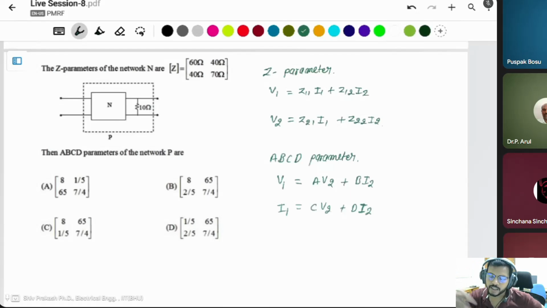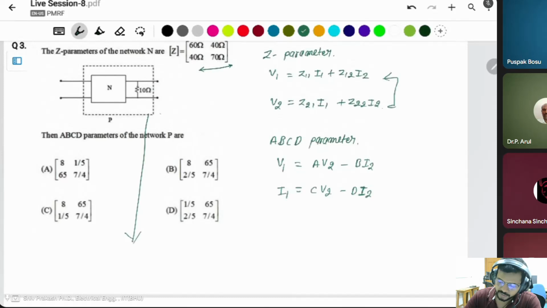But in the case the current is opposite in ABCD transmission parameter, we transfer power from primary side to secondary side. That's why this will be negative. Okay, but first of all, find this total network. Z parameter is given. Equation is this one. And from this equation, first of all, find the circuit.